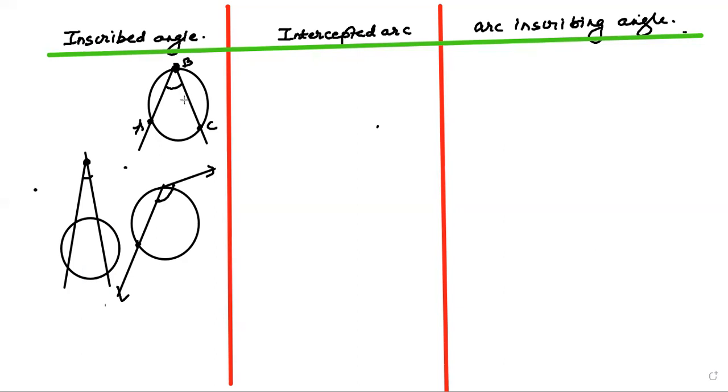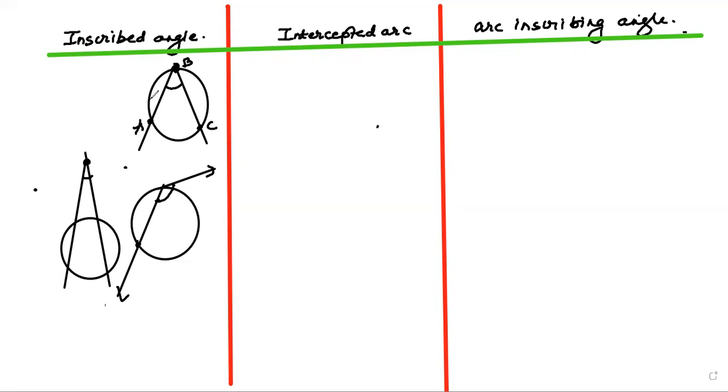So किसको inscribed angle बोलते हैं बेटा? Angle जिसका vertex circle के ऊपर हो and its two sides are again intersecting the circle. Such an angle is called an inscribed angle. I hope people are getting me here.